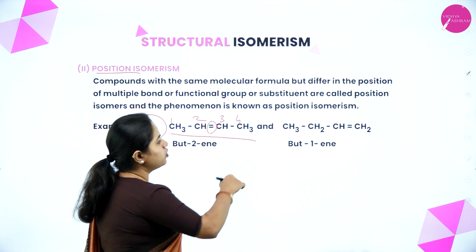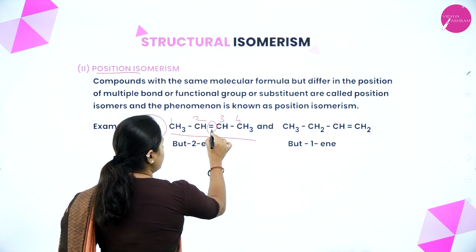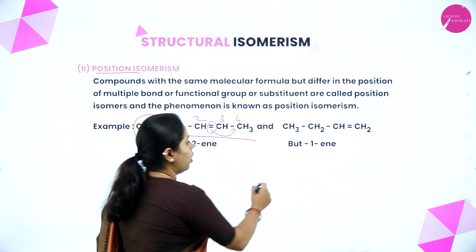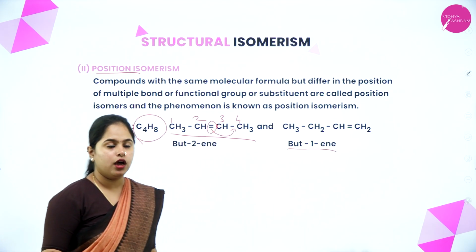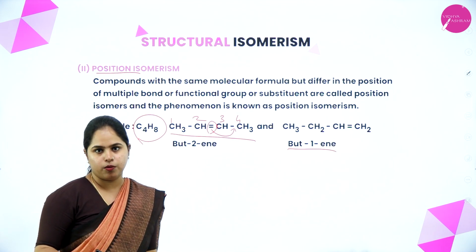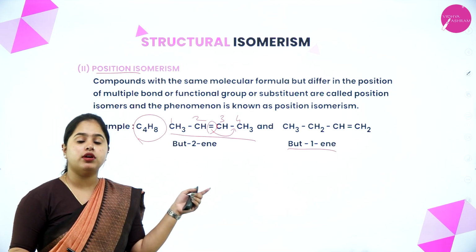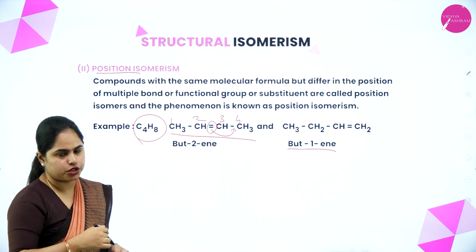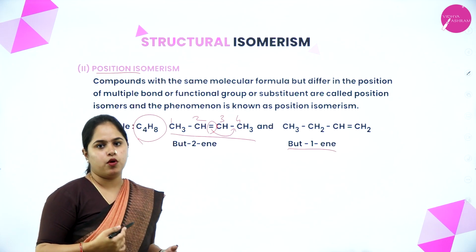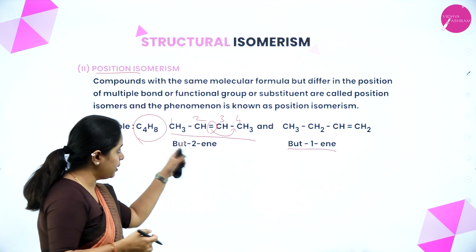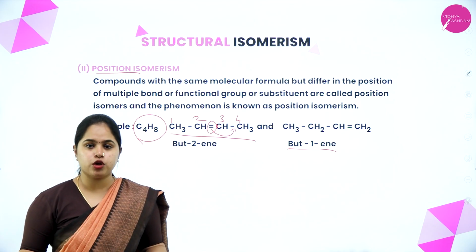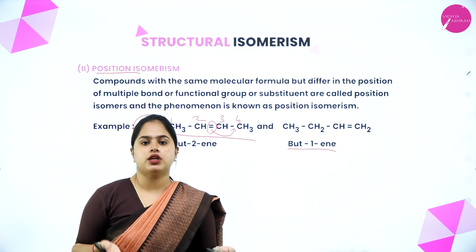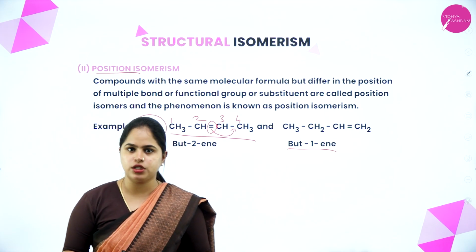Now coming to the isomer of this one. This double bond has shifted here. Yes, the position has changed. Now what is the compound I am getting? It is but-1-ene. On the first carbon atom, you will have the double bond. So what is the only change? The double bond has shifted to the other position. The position of the double bond has changed. It can be a double bond, it can be a triple bond. The functional group can change position. Those are called position isomers, and the phenomenon is called position isomerism.